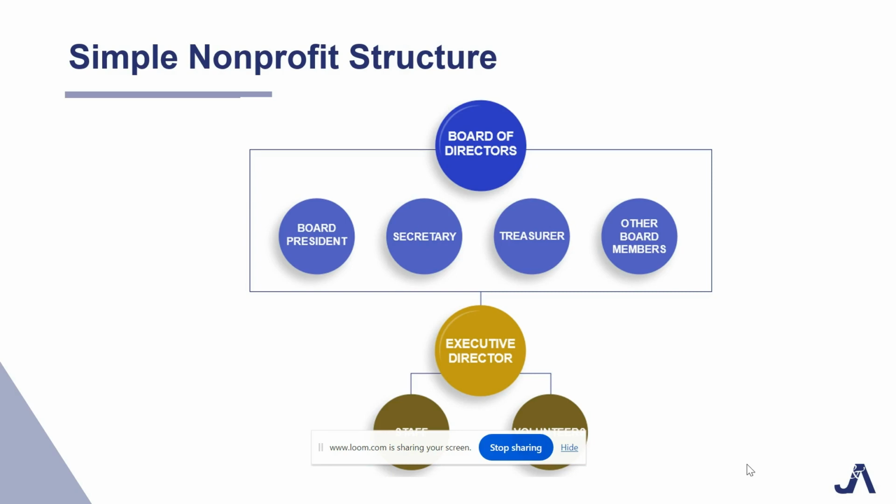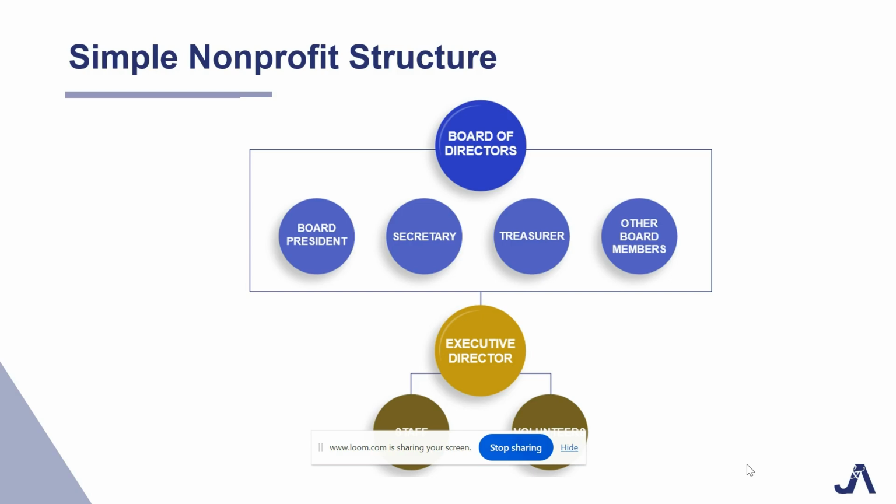So whenever you form a nonprofit corporation, you have to disclose to the state who your initial set of board members are going to be. Most states require a minimum of 3 board members. However, you can have as many as you like. The maximum amount is up to you, but you need to have a minimum of 3.